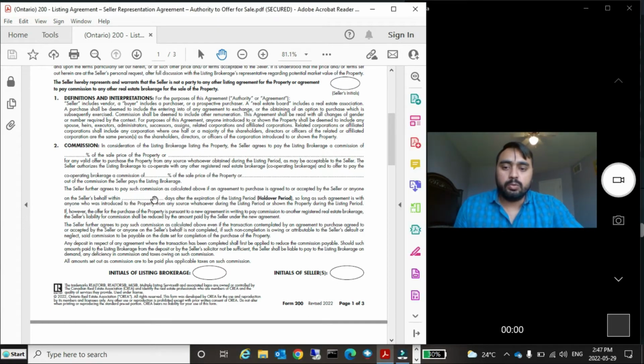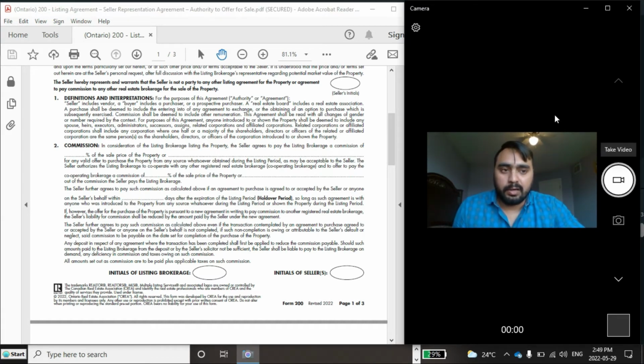So the holdover period goes up here. It is the number of days the brokerage is entitled to their fees after the contract has expired. For example, let's say a buyer has seen the property in the contract period, but he didn't buy that property. But after the contract has expired, the same buyer came to the seller to do a private deal. If it's in the holdover period, then the seller is obligated to pay the remuneration to the brokerage. Then the initial of the listing brokerage and the initial of the seller go up here.